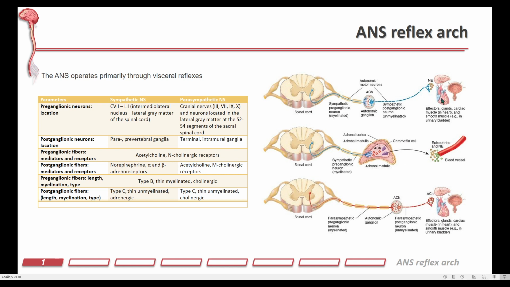And receptors on effector organs also will be different. In the case of norepinephrine, these are the adrenergic receptors, alpha and beta. In the case of acetylcholine in parasympathetic, it's M cholinergic receptors. And also what you have here is the type B thin myelinated fiber, preganglionic. It is also cholinergic in both cases, no matter if it's parasympathetic or sympathetic. For postganglionic, it's type C, thin, unmyelinated, but here it will be cholinergic and here it's adrenergic. So these are the main differences.